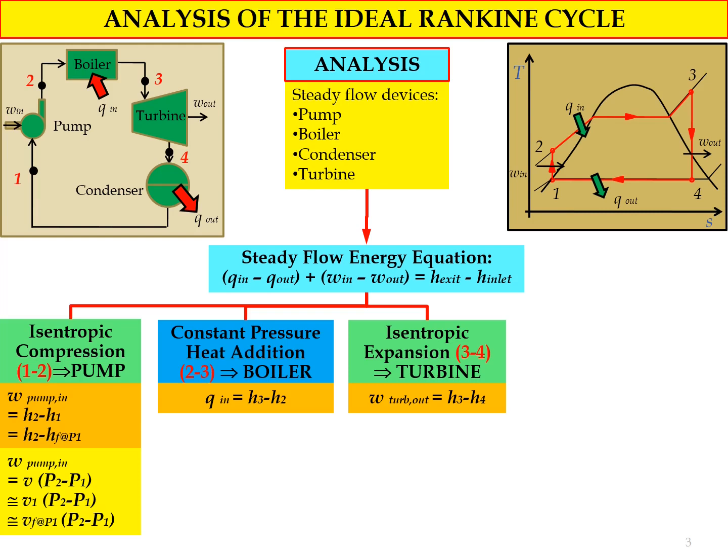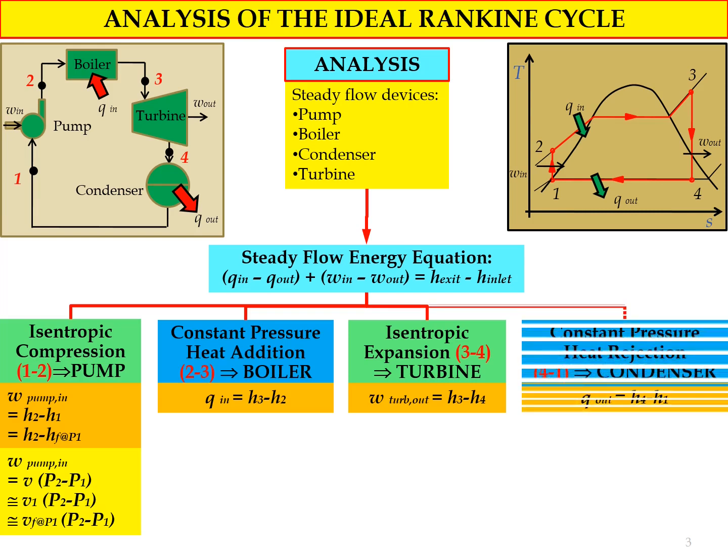H exit here for the turbine is referred to H4, H inlet referred to H3. So we will have negative W out equal to H4 minus H3. Rearranging the equation, we will get W turbine out equal to H3 minus H4. Okay, so that is the equation involved with process number 3.